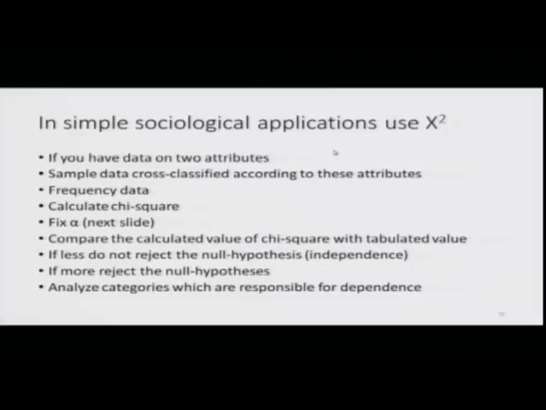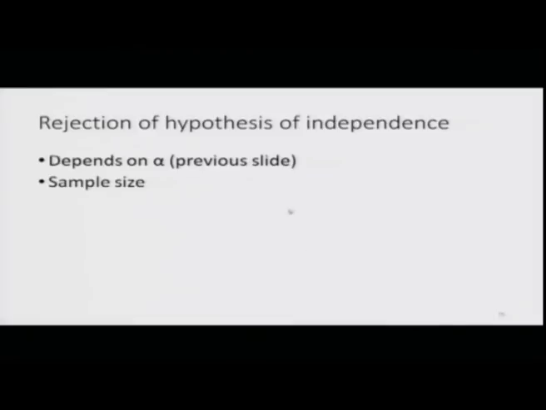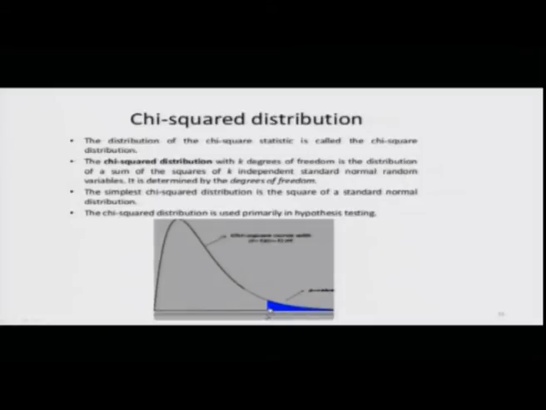In simple sociological applications, chi-square is used if you have data on two attributes. Sample data are cross classified according to these attributes. The nature of data is frequency data, calculate chi-square, fix alpha and compare the calculated value of chi-square with the tabulated value. If the calculated value is less, do not reject the null hypothesis of independence. If it is more, reject the null hypothesis. And then if the null hypothesis is rejected, identify categories which are basically responsible for dependence. Rejection of the hypothesis of independence depends on alpha and on sample size, because I said that chi-square depends on sample size. Now, what is alpha?